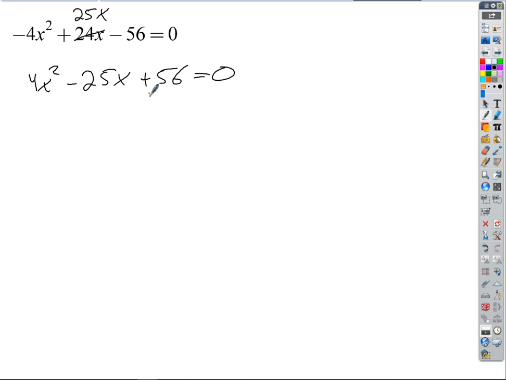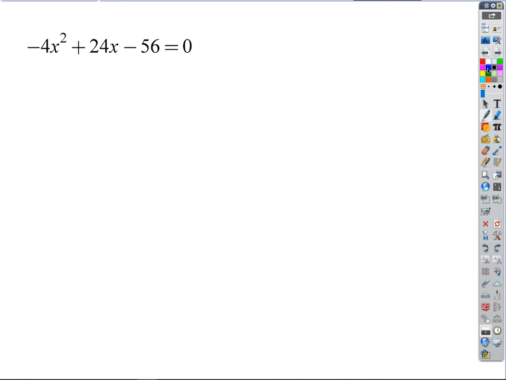One thing, okay, so maybe I'll make one other point. What if it was, I changed it, pretend I didn't change it. So say we turned this into positive 4x squared minus 24x plus 56 equals 0. What is something we could do there? Okay, we could factor out a 4, couldn't we?